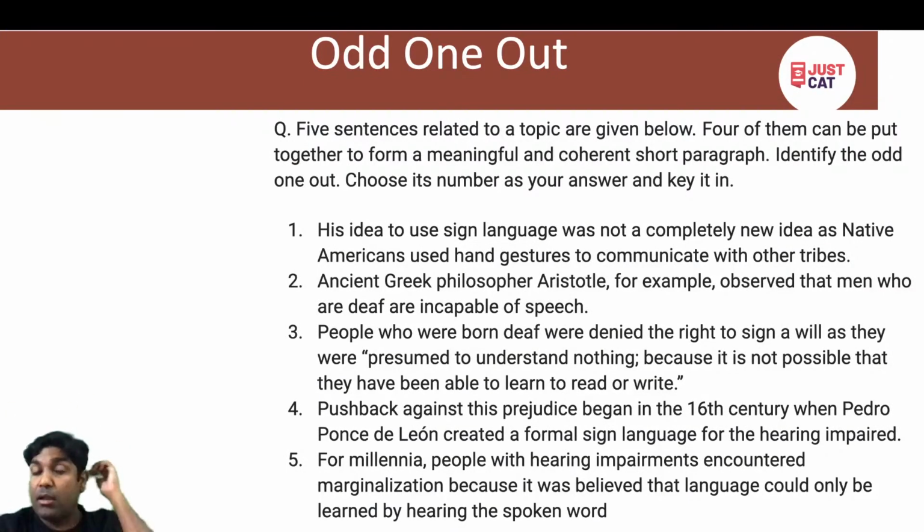Let's see what the next two lines talk about, and then we can decide which of these is the odd one out, whether 2 is the odd one out or 3 is the odd one out. Let's see.